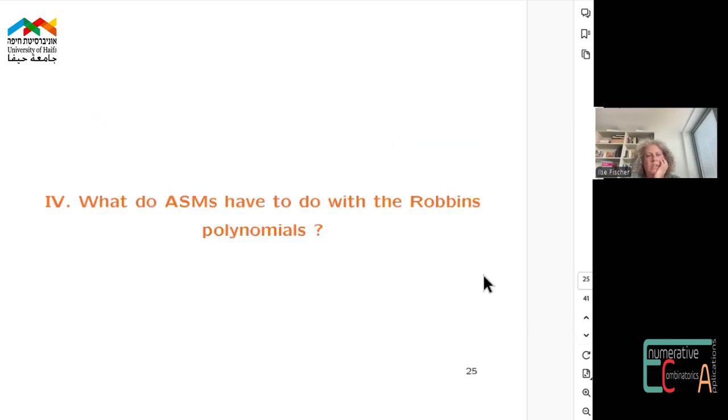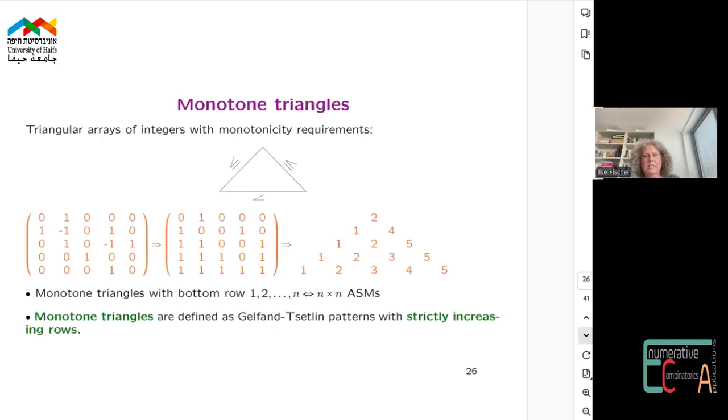Okay, but now I need to tell you what alternating sign matrices have to do with these Robbins polynomials. And that's actually not very complicated. In order to explain this, I need to work with a model that is equivalent to alternating sign matrices, which is called monotone triangles. This is where the name arrowed monotone triangles comes from.